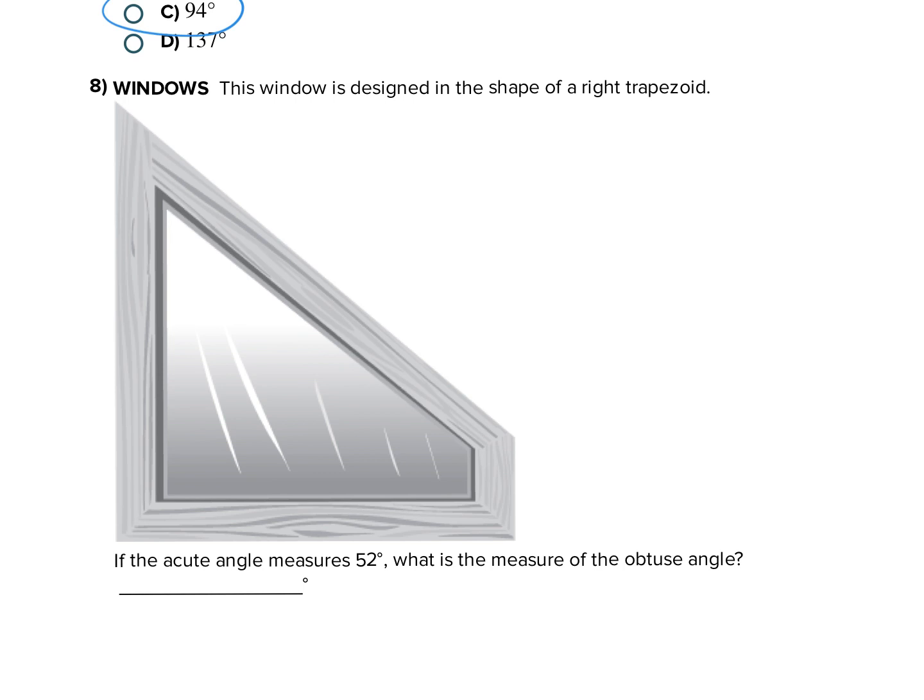Here we have a window designed in the shape of a right trapezoid. A trapezoid is a four-sided figure. The fact that it's a right trapezoid means that these two base angles are right angles. It says the acute angle is 52 degrees. So you'll notice there are two angles remaining besides the two 90s. This angle here is larger than 90 degrees, so that's the obtuse angle, the angle that we're looking for. And the acute angle, being the smaller of the two, this one here, is 52 degrees.